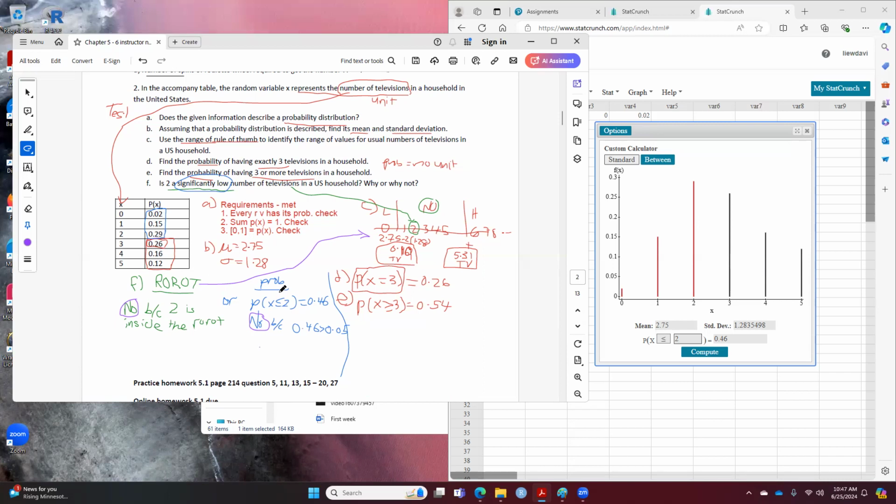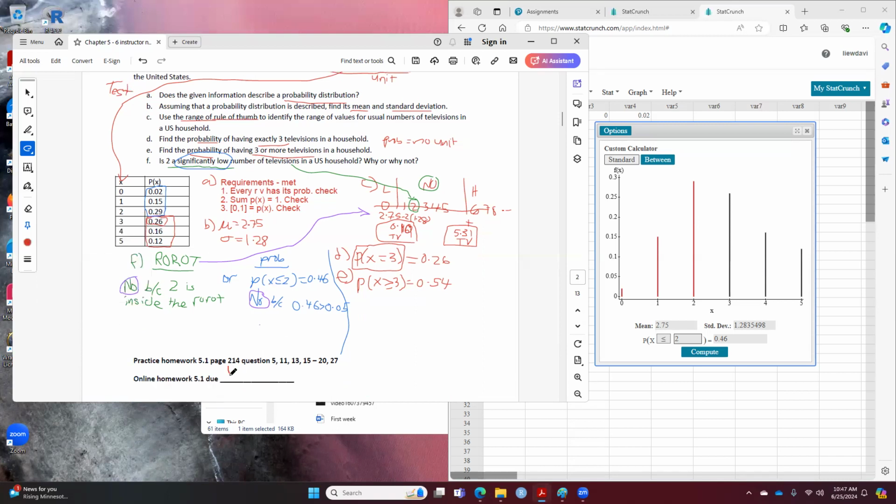Any questions for me in this case? This homework is going to be due next Wednesday. So make sure you start working on your homework here, because there are quite a few homework assignments due next week. Okay, just want to point that out to you guys.